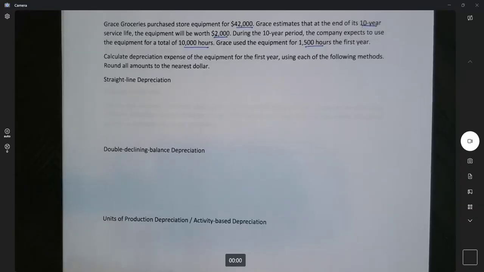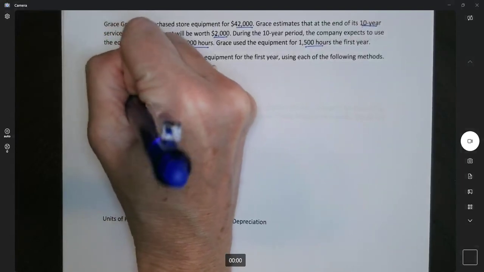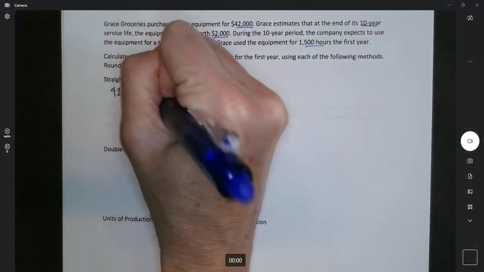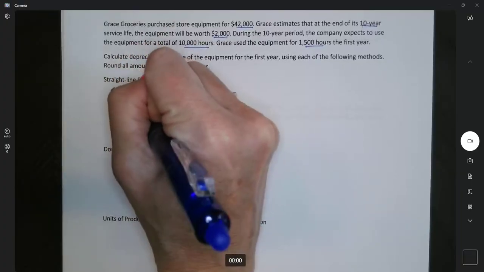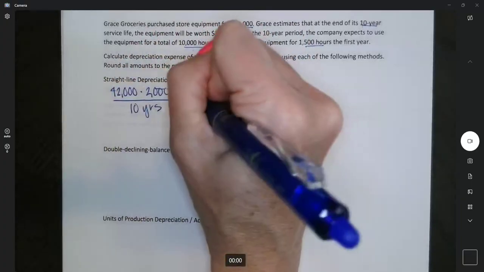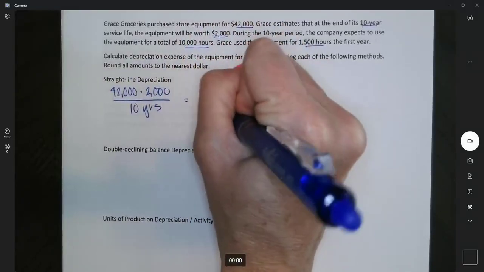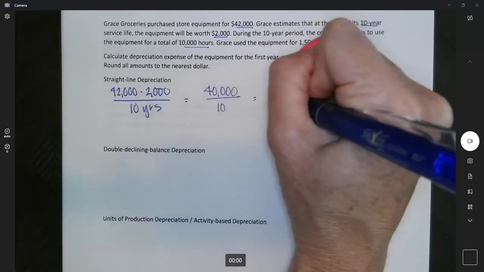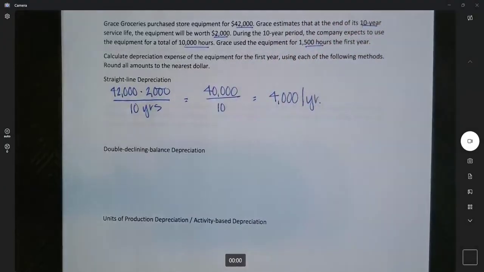In this one, we're going to take the depreciable cost, which is the cost minus the salvage value. And we're going to divide it by the useful life, which is 10 years. We're going to get $4,000 per year. That's what it's going to be for the first year.